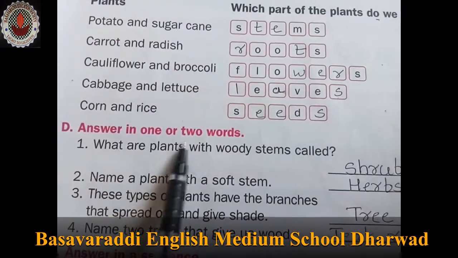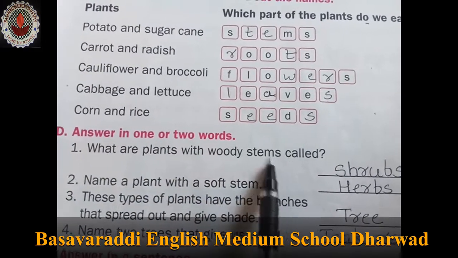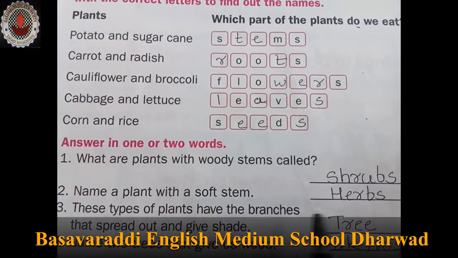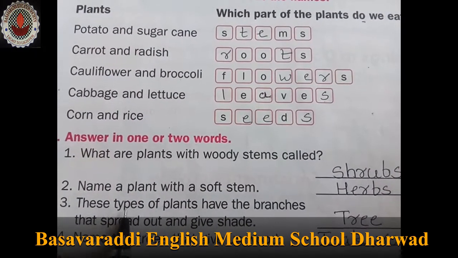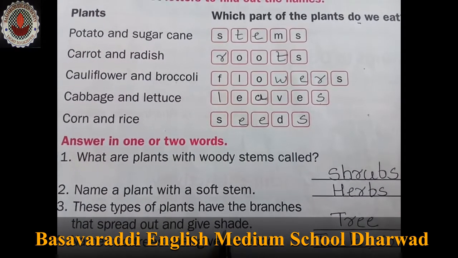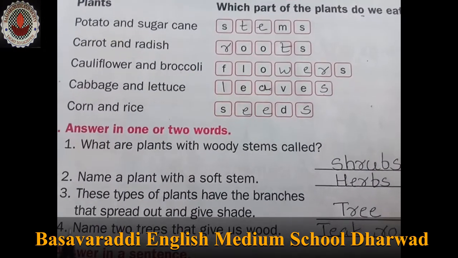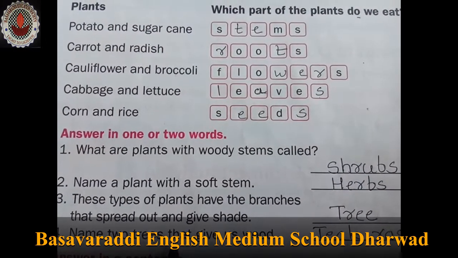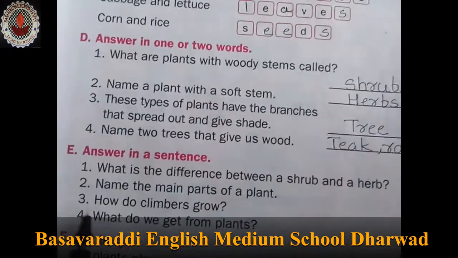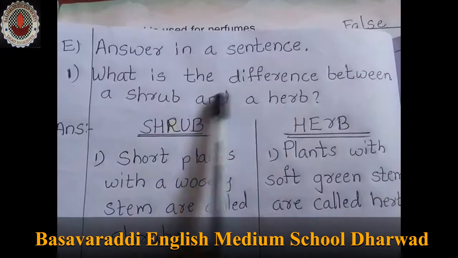D1, answer in one or two words. What are the plants with woody stems called? Shrubs. Name a plant with a soft stem. Herb. Third one, these types of plants have branches that spread out and give shade. That is a tree. Fourth one, name two trees that give us wood. Teak and rosewood. Then E1, answer in a sentence.